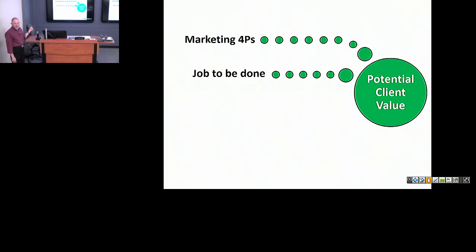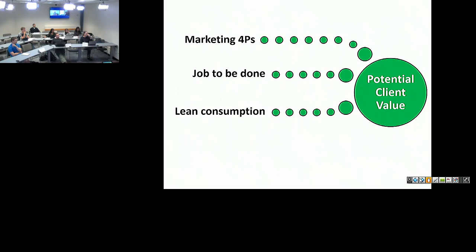Did we get to the third one? Lean consumption. And this was the one we just barely touched upon, okay. But anybody remember anything about it? Basically about removing waste with respect to the customer, whatever is unnecessary for the customer. It's a clear customer focus. We'll talk about it. And then the client benefit package.